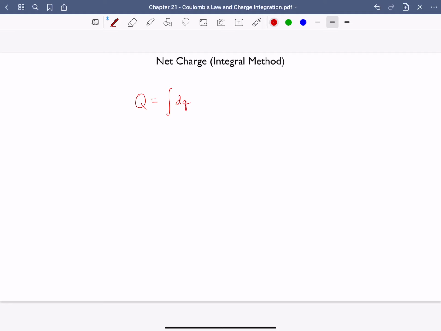How are we going to find it? We're going to add up, right? Integrate over a bunch of little tiny representative pieces. And the hard part is figuring out what this little representative piece is in the context of a physical coordinate system.